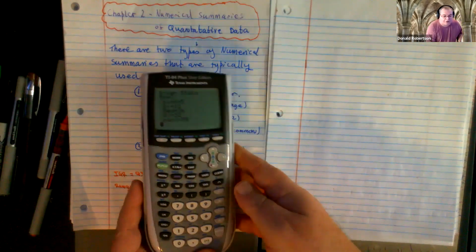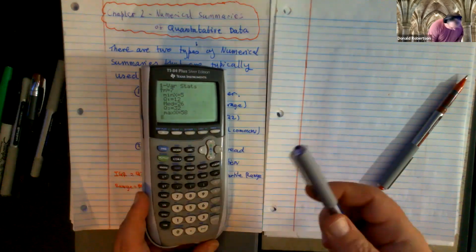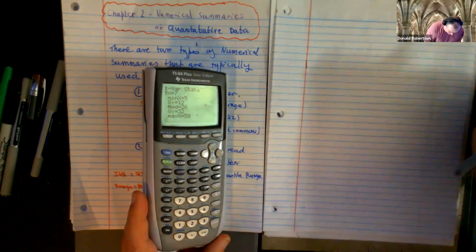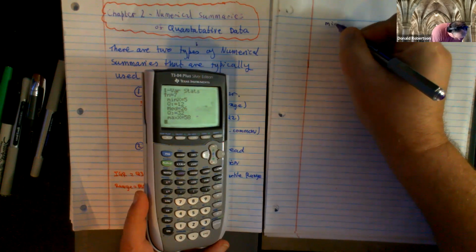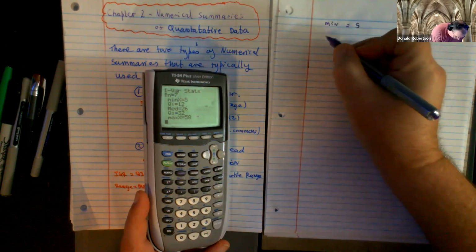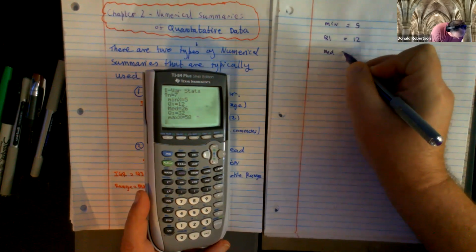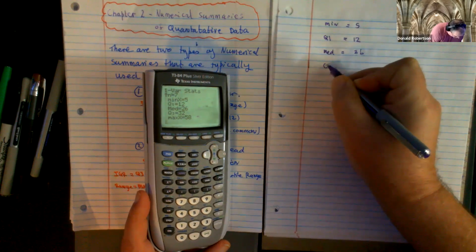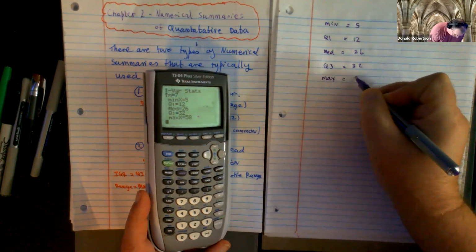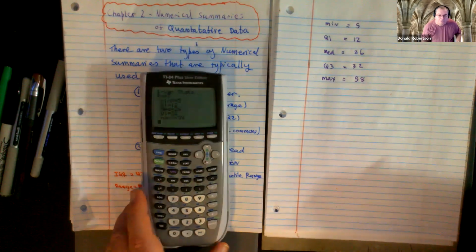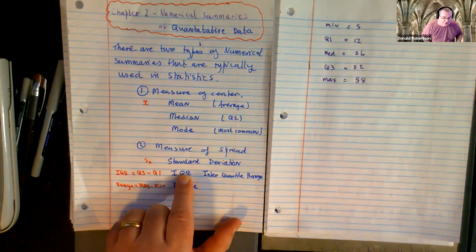So since I've already got this random set of data in my calculator, and most of those numbers you can simply get from here. So I have in front of me, for this set of data, the minimum was 5. The lower quartile Q1 was 12. The median was 26. Q3 was 32. And the maximum was 58. So I would like to find the interquartile range and the range.